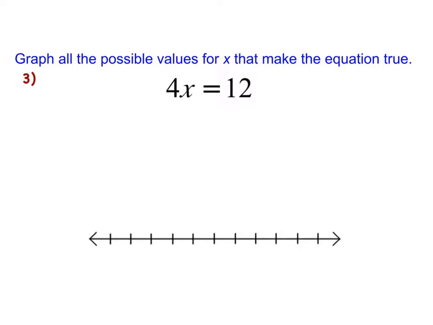Okay, I want you to try this one on your own. This is a review from yesterday. Don't forget, once you've found your answer, to check it and then graph the values that make it true. When you're ready to check your answer, go ahead and start up the video again to check.